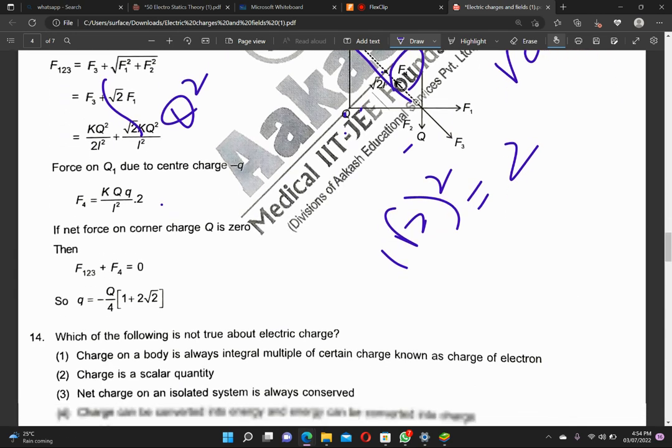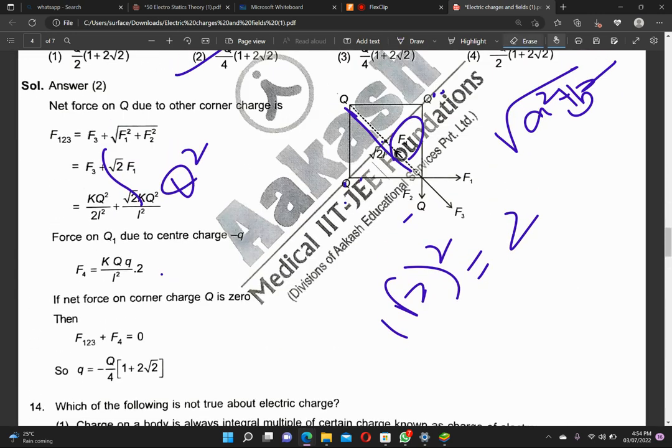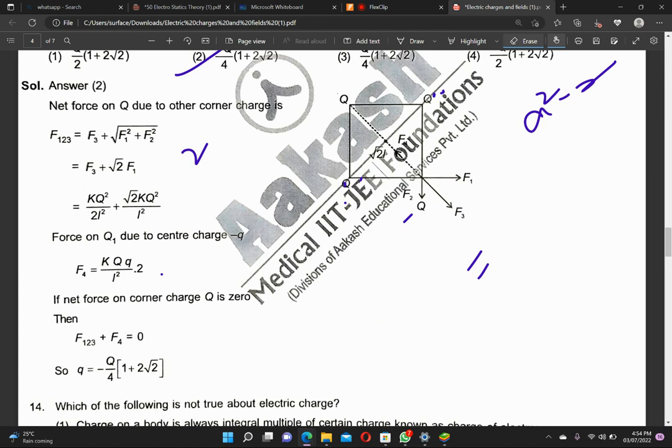Option 2. Okay, clear? Let me erase this because I don't want to keep it as a mess. Okay, done, erased. Okay, now let's go to the next question.